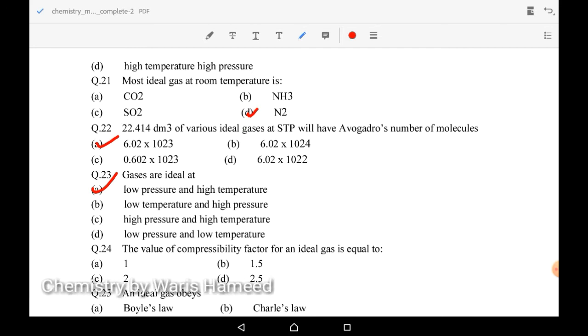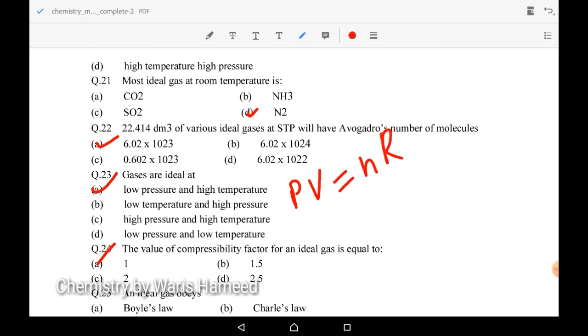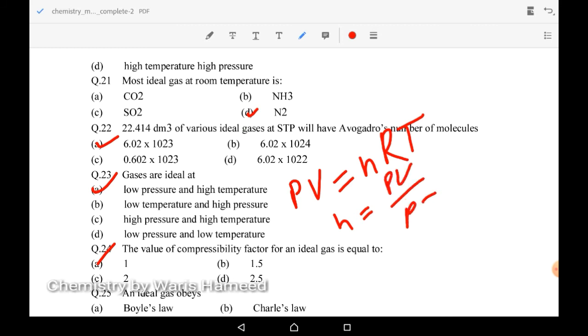The value of the compressibility factor for an ideal gas is equal to 1. If the compressibility factor has a value of 1, then we can say that it's an ideal gas. What is the compressibility factor? Here is the ideal gas equation, PV is equal to nRT, and n is equal to PV over RT. Here it is actually the compressibility factor, and when its value is unity, then you can say that the gas is ideal.